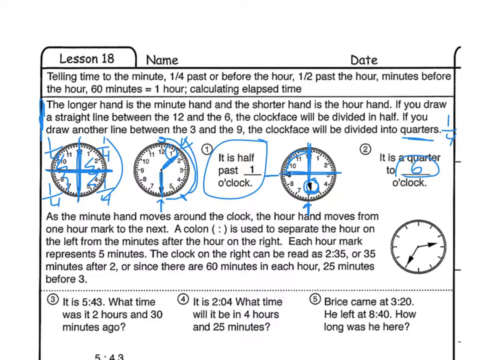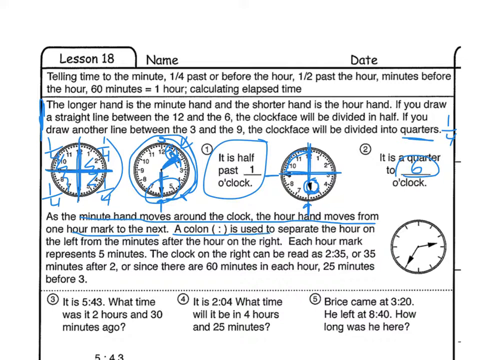As the minute hand moves around the clock, the hour hand moves from one hour mark to the next. All right, so as this hand, the minute hand here, is moving around the clock, the hour hand is slowly working its way from one number to the next.